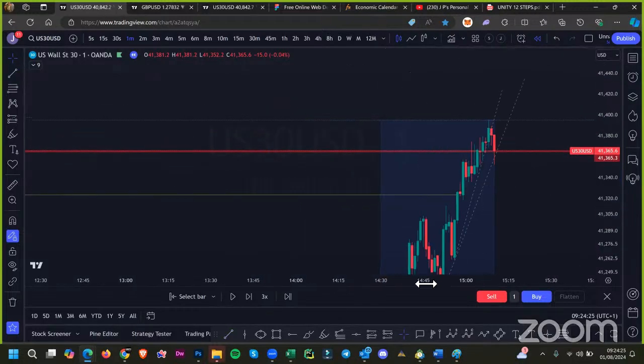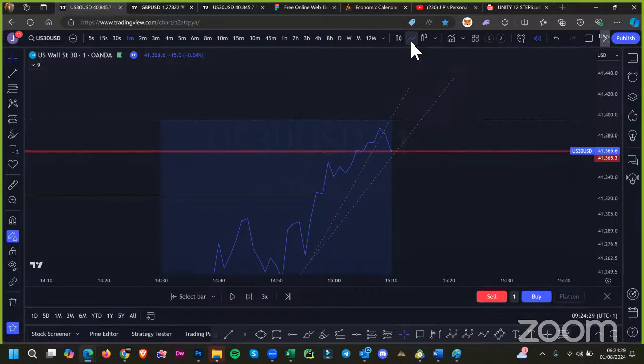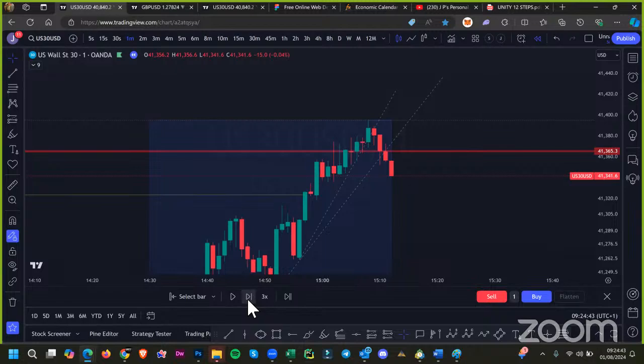Now what are we waiting for? We're waiting to see, do we see our manipulation W form, our M form in this area? If so, does that manipulation M, does the leg out push out with strength and speed and cause some sort of displacement? Let's have a look.